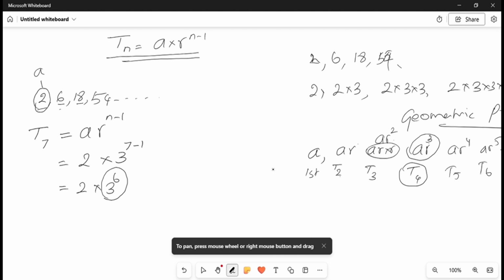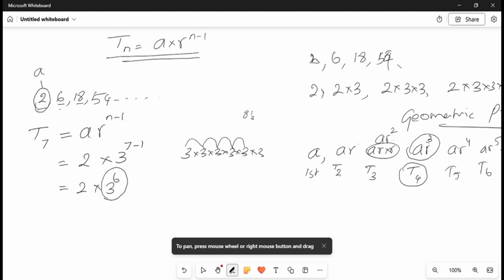Therefore, first we will find the value of 3 to the power 6, which is 3 into 3 into 3 into 3 into 3 into 3. 1, 2, 3, 4, 5, 6. 3 into 3, 9. 9 into 3, 27. Sorry. 27 into 3, 81. 81 into 3.